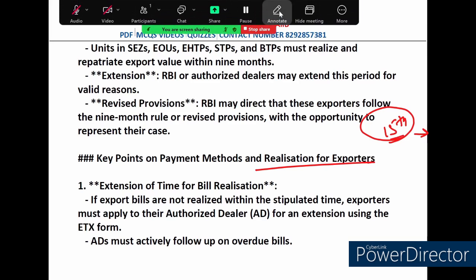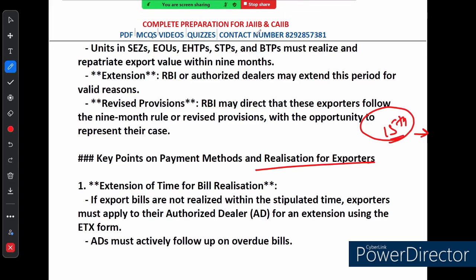So what happens if the export payment is not received within the stipulated time? In such cases you need to apply for an extension using the ETX form, through your AD, which is essentially your bank. Let me give you an example. Let's say your overseas customer is experiencing delay and you want to receive the payment after 9 months. You simply submit the ETX form to your bank to request more time. And remember, the bank keeps track of the overdue payment and will follow up to ensure you are paid.